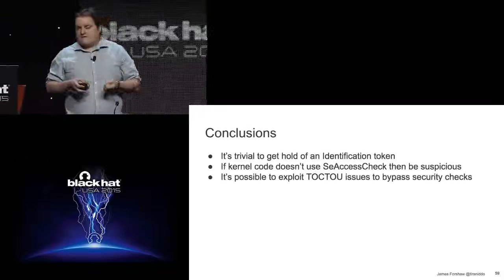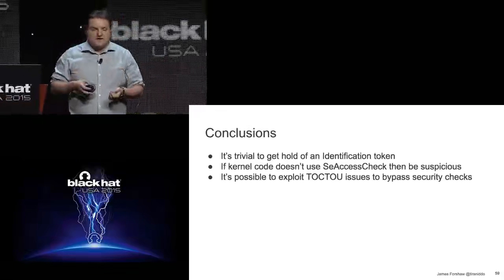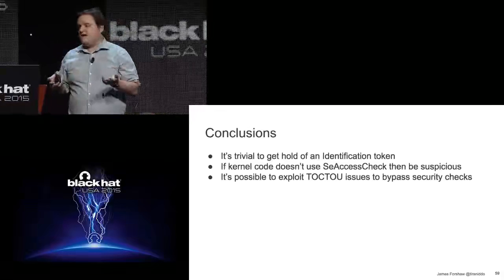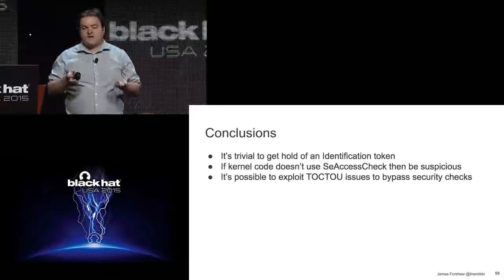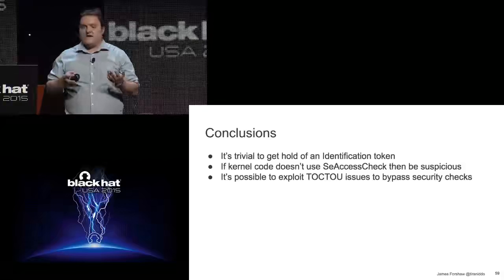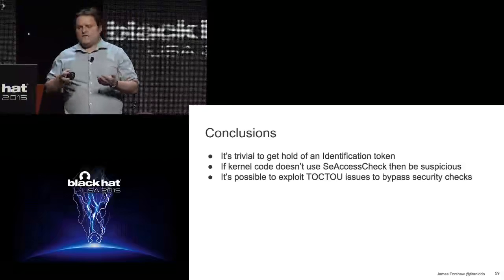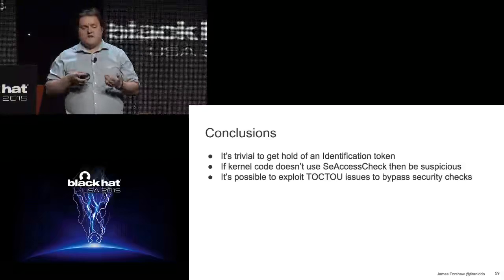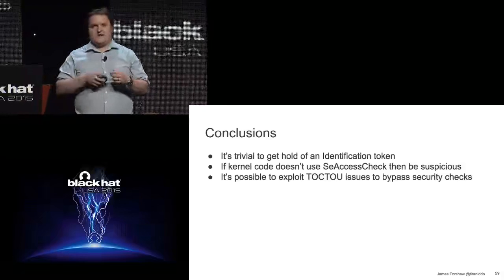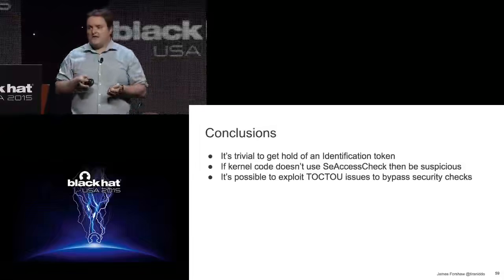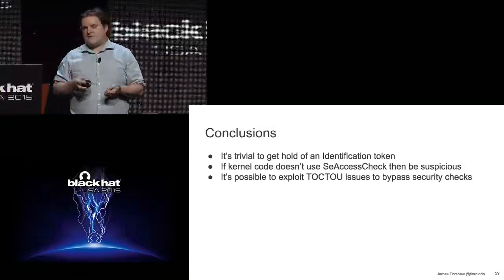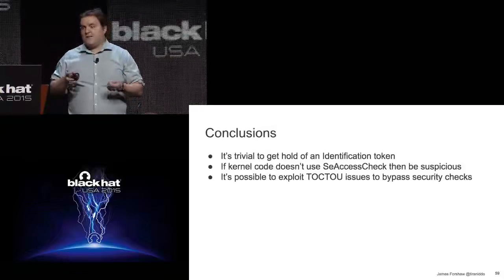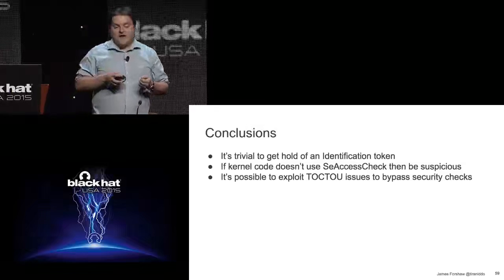So this is the end of my talk, with some basic conclusions. The first thing to bear in mind is it is trivial to get an identification token. And if you use things like Services for User, it's almost trivial to get an identification token for any user on the entire domain that you're connected to. And that's a pretty powerful primitive if you can find the appropriate bugs to actually exploit.